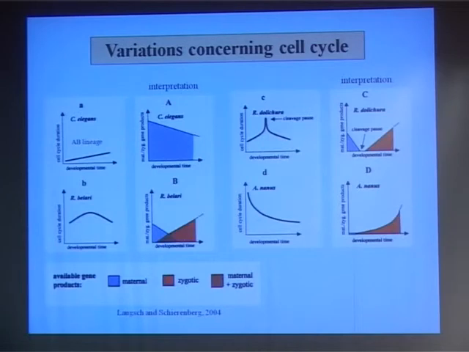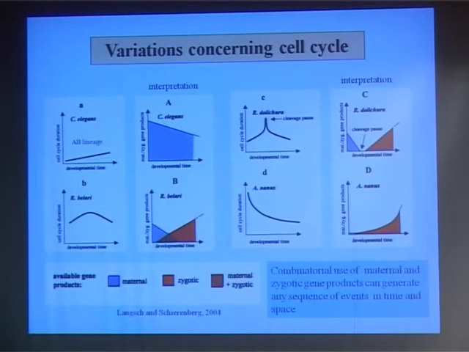In Rhabditis dolichura, the maternal gene products run out, and there's nothing there to continue with cell division. So only later on, the zygotic gene expression is initiated, and therefore we have there a pause, a break, where nothing can go on in terms of cell division. And finally, in Ananus, there appears to be very little of maternal gene products, and zygotic gene expression is required very early, and there's only little gene product in the beginning, and this amount of gene product increases, and cell cycles can speed up. A general conclusion that one can draw from that is that the combinatorial use of maternal and zygotic gene products can generate any kind of sequence you could imagine in time and space by just regulating it via these two independent ways, here the maternal products and their zygotic products.